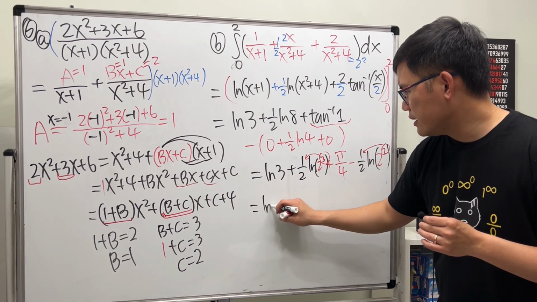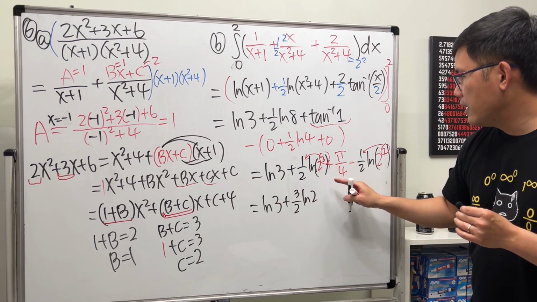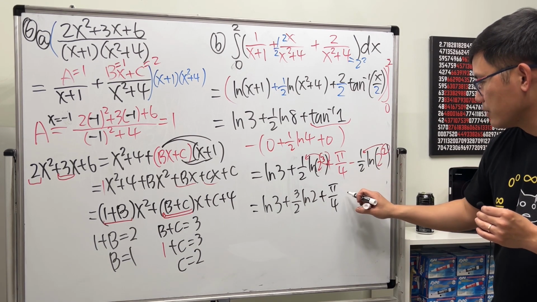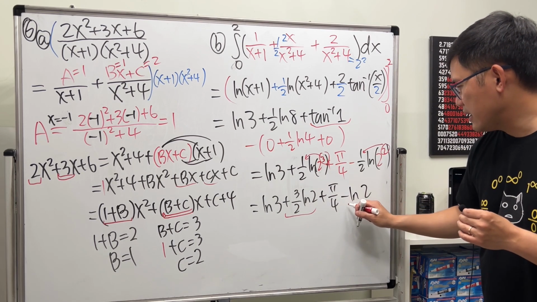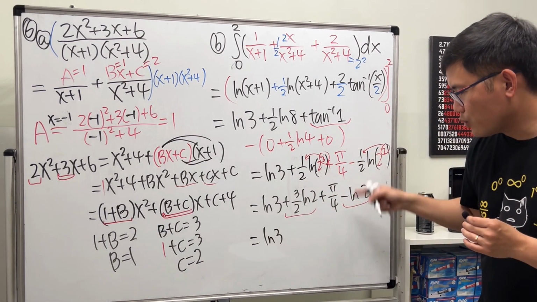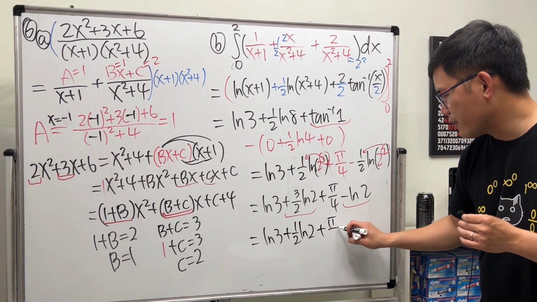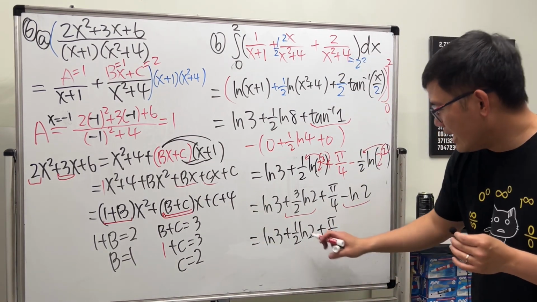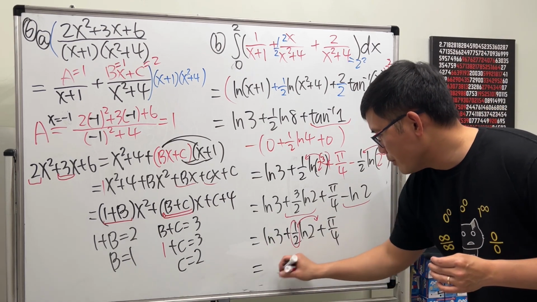So I get ln 3 plus 3 over 2 ln 2, and then plus pi over 4, and then 2 times 1 half is just 1, so that's just minus ln 2. Okay. And then combine this and that. So I get ln 3, plus 3 halves minus 1 is plus 1 half ln 2, and then plus pi over 4. Oh, we have the square root of 2, so I'm going to put this back here, and we have the 1 half power, which is the square root, and then I multiply this and that.